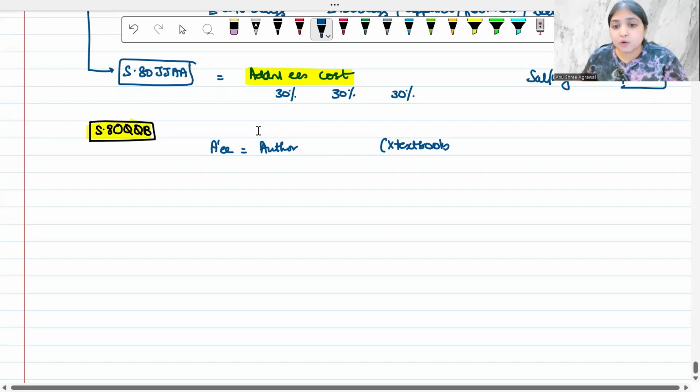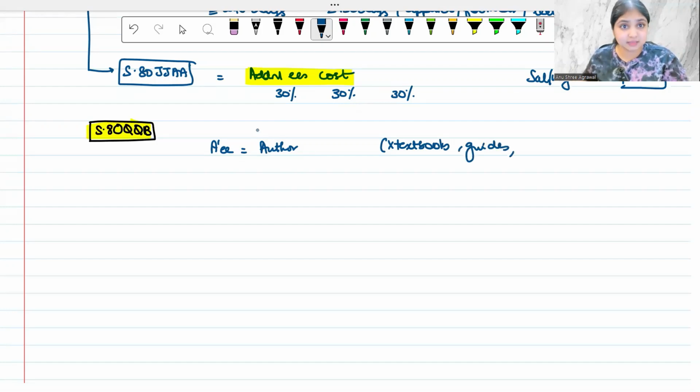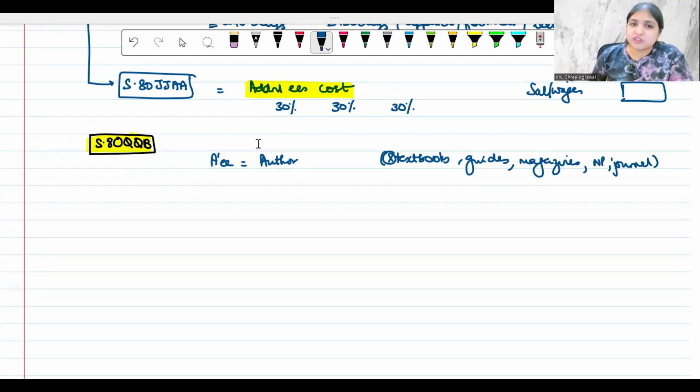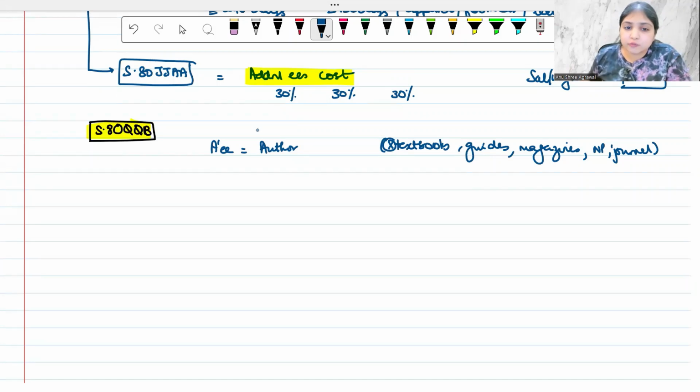We're not talking about authors of guides. We're not talking about people who've written articles in magazines or newspapers or journals. We're not talking about all of these. These are excluded. So assessee has to be an author. The book can be of literary nature or artistic nature or scientific nature. And because he's an author of a book, he's earning royalty income, right?